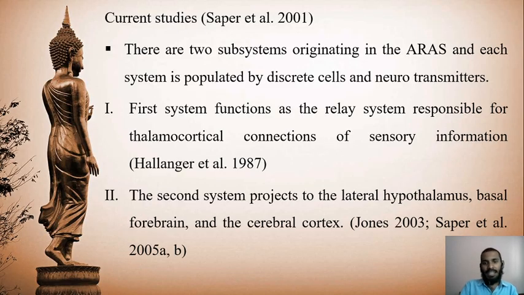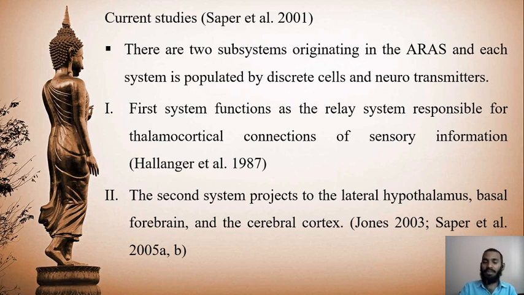The current studies show that our ascending reticular activating system has two subsystems. The first system plays as a relay system, which is responsible for thalamo-cortical connection of sensory information. And the second system projects to the lateral hypothalamus, the basal forebrain, and the cerebral cortex. So these are the two subsystems of the ascending reticular activating system.